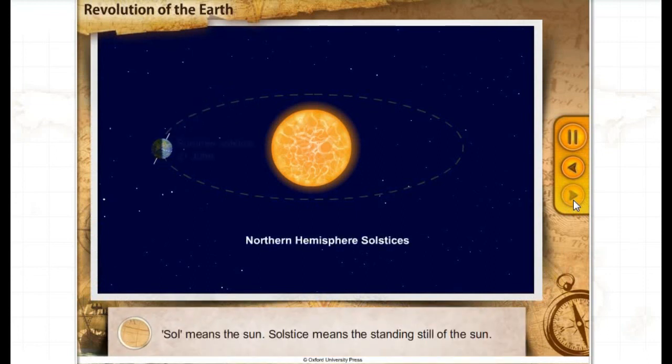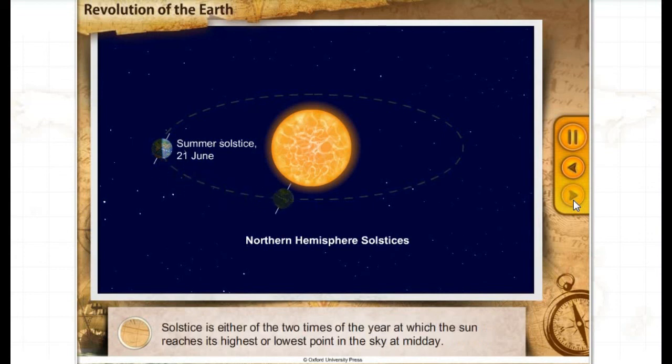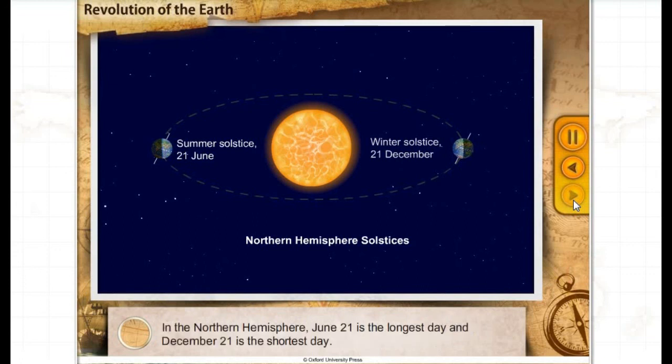Sol means the Sun. Solstice means the standing still of the Sun. Solstice is either of the 2 times of the year at which the Sun reaches its highest or lowest point in the sky at midday. In the northern hemisphere, June 21st is the longest day, and December 21st is the shortest day.